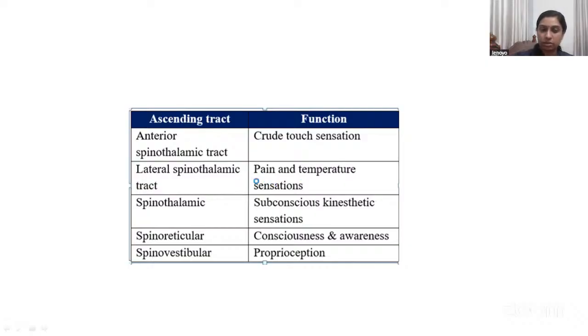Okay. And spinocerebellar, its function is subconscious kinesthetic sensations. And spinoreticular, it carries the consciousness and awareness. And spinovestibular, proprioception. Okay.